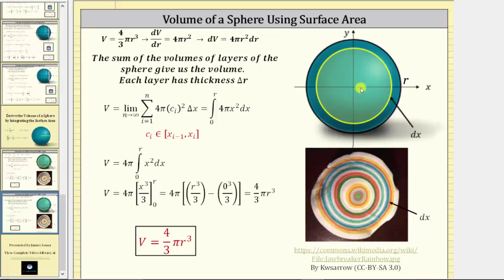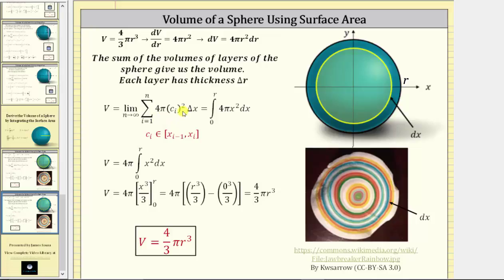And now let's introduce some calculus notation. Let's first focus on this sum here, where we have the sum from i equals 1 to n of 4 pi times the square of c sub i, where c sub i is some x value in some small subinterval of x, times delta x. Well, 4 pi times the square of c sub i is the surface area, and delta x would be the thickness of the layer, and therefore this product represents the volume of one thin layer of the sphere. And therefore this sum is equal to the sum of the volume of n layers of the sphere.